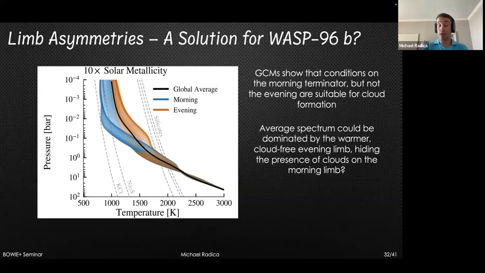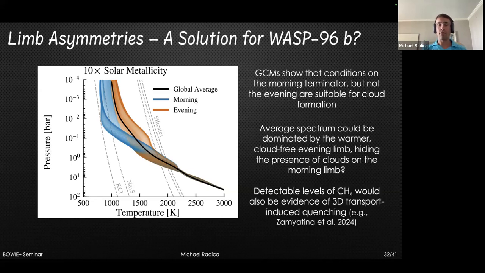So once again, it could simply be that our average spectrum is dominated by that cloud-free evening, and we just aren't sensitive to the contribution from the cloudy morning. And finally, one thing that Maria has predicted previously is that detectable levels of methane could also be present in this planet's atmosphere, as we saw on previous slides, if that 3D homogenization is occurring between a methane-heavy night side and a methane-poor day side.